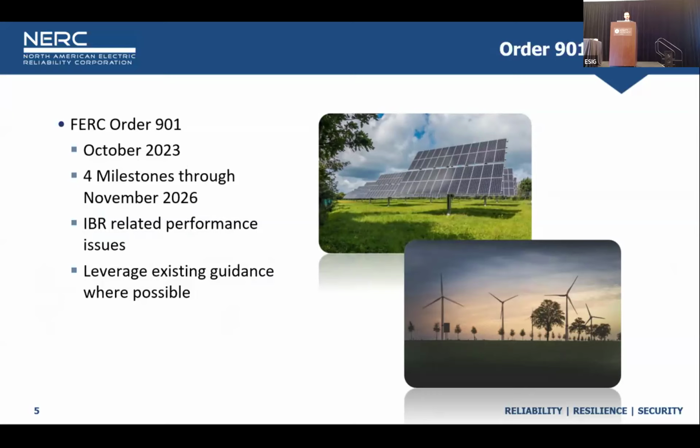So 901 landed in October of 2023 alongside that registration order. It had 4 different milestones, 1 specific to NERC, and then 3 through the standards development process that would have ongoing November filings from 2024 into 2026, with the first milestone needed to be completed by January of 2024. All related to the IBR performance issues.